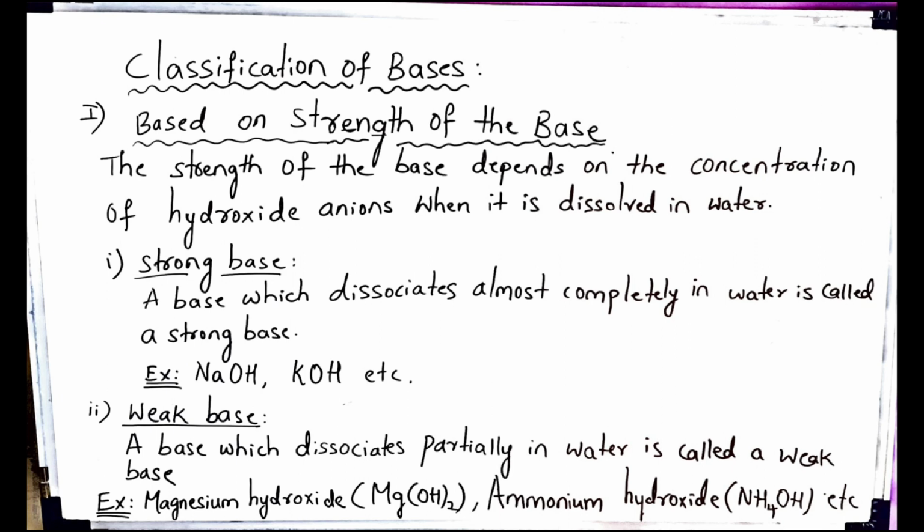On the other hand, weak bases are those which dissociate or ionize partially in water. Examples are magnesium hydroxide, ammonium hydroxide, etc. These weak bases will not dissociate completely when they are dissolved in water. So, they are called weak bases.